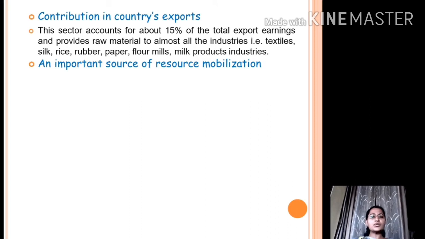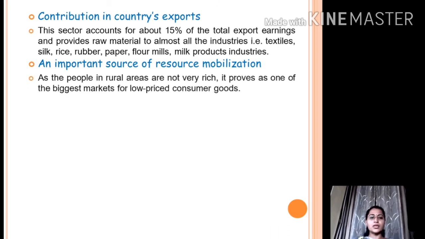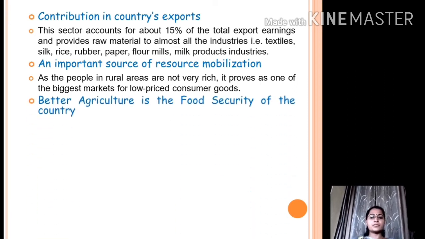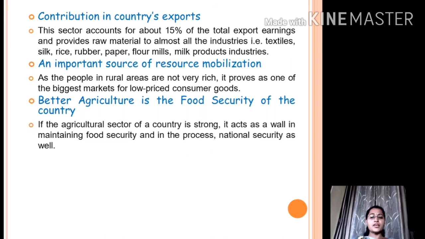Another important aspect is resource mobilization. As the people in rural areas are not very rich, it proves to be one of the biggest markets for low-priced consumer goods. Better agriculture means food security of the country. If the agriculture sector of any country is strong, it acts as a wall in maintaining food security and, in the process, national security as well.